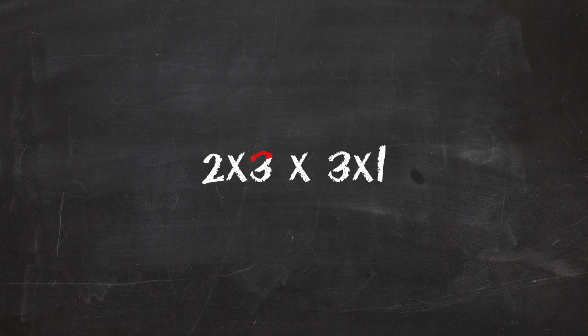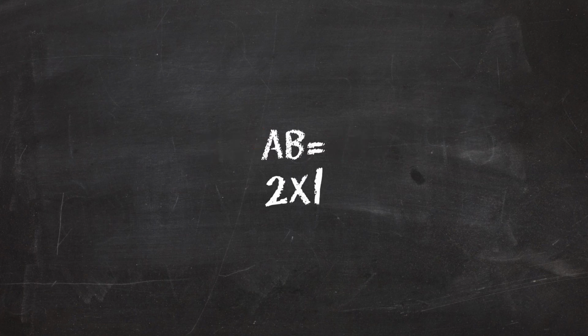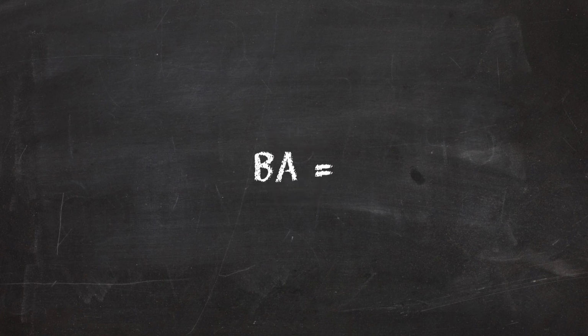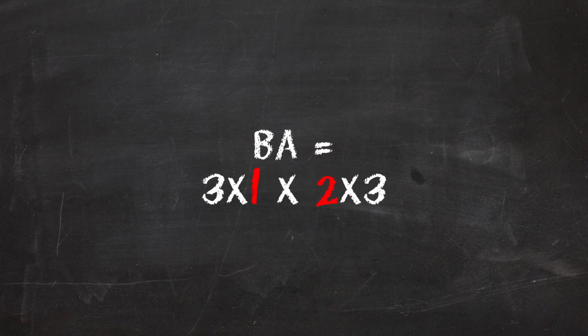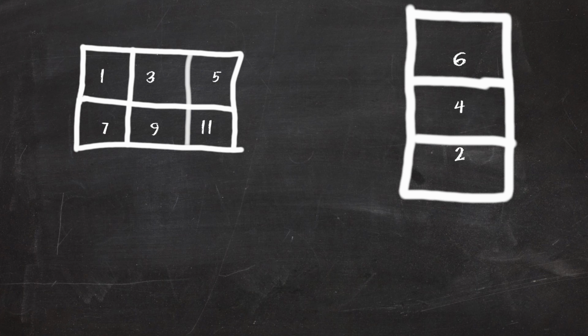To start, the columns from the first matrix should match the number of rows in the second matrix. The two numbers in the center should match, and the outer numbers don't have to. The resulting matrix will be the two numbers on the outside, i.e. the number of rows from the first matrix and the number of columns from the second matrix. AB in this case will result in a 2 by 1 matrix. In BA's case, the columns don't match the rows, so BA cannot be multiplied. BA is not real.